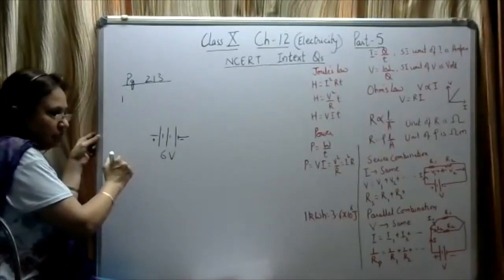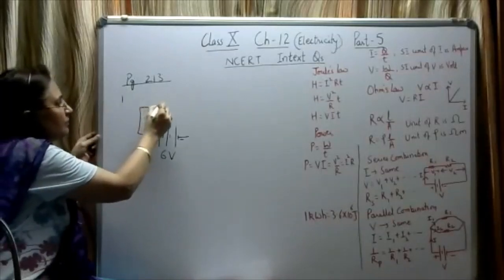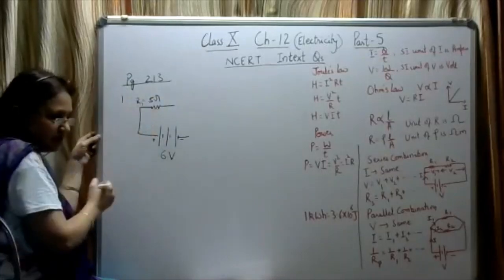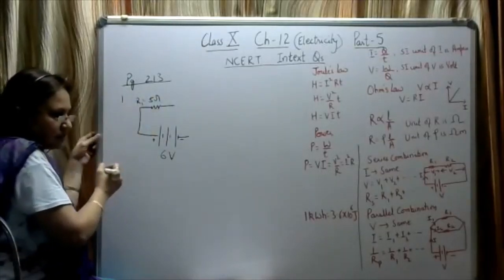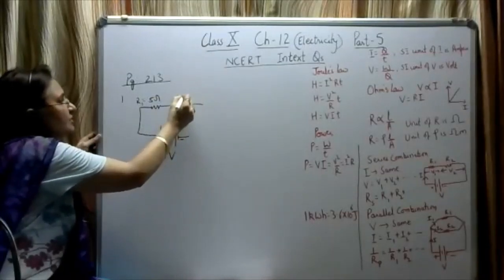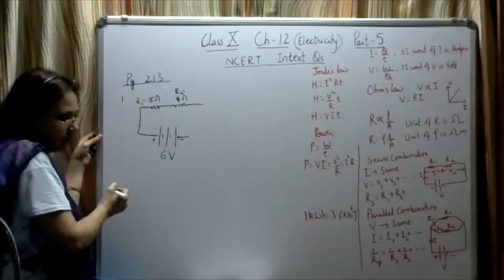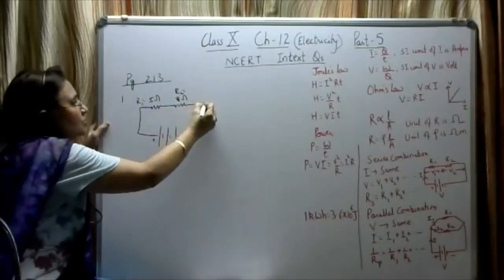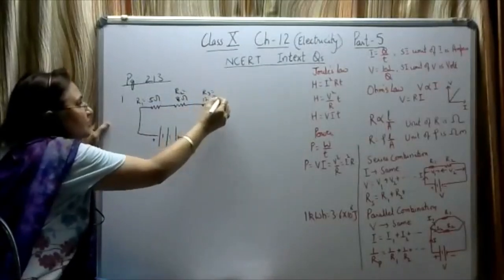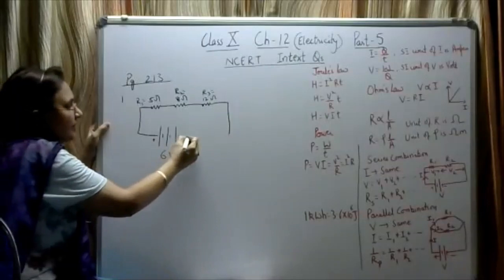Okay, it is connected to 3 resistances. One is of 5 ohm. Okay, let this be R1, which is equal to 5 ohm. The second resistor is of 8 ohm, all 3 connected in series. So R2 is equal to 8 ohms. And there is one more resistor of 12 ohms. Let this be R3. R3 is equal to 12 ohms. And a plug key, all are connected in series.